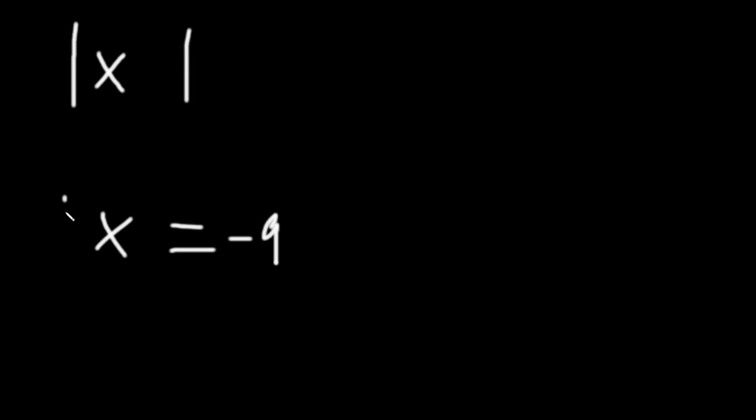So, the absolute value, also seen as this, just basically means the positive value, or the value without the negative. So if x were to equal -9, in reality, the absolute value of x would equal just 9. You just get rid of the negative.